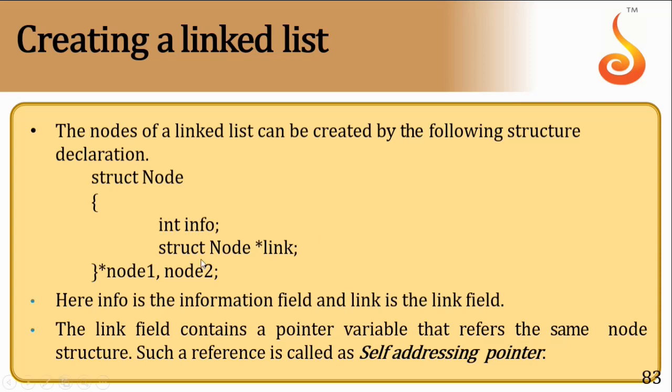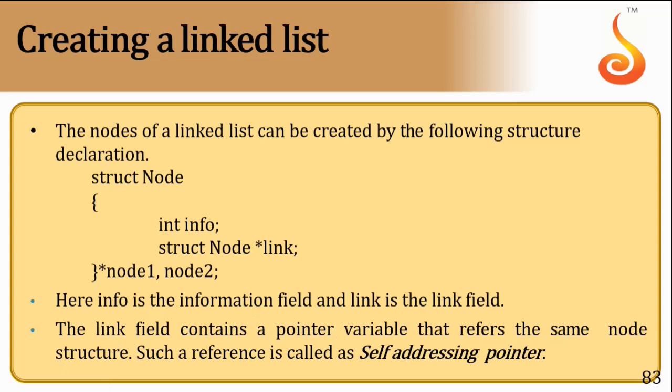Whenever you create a node, ask the user to enter the information part, take it into the information part, and then make the link part null. That is the first step when you create a node. This is the structure of the node. You can decide the structure of the node, like what type of data you would want to have in the information part, and the link part would always point to the next node. There would be no change in that, but the information part can have whatever type of data you want. You need to declare it. I have declared it as int. You can have float, long, double, char, whatever you want.